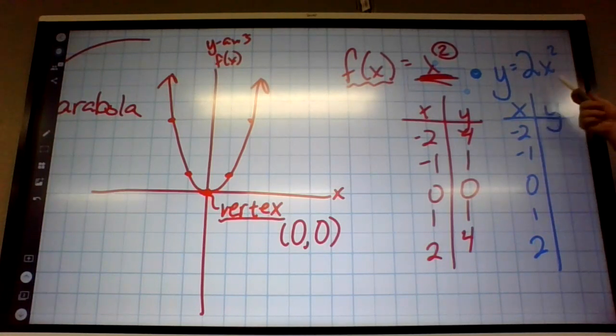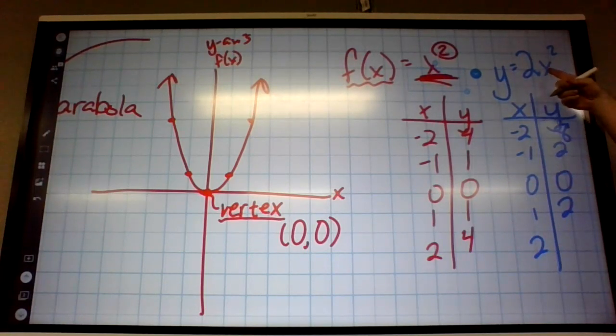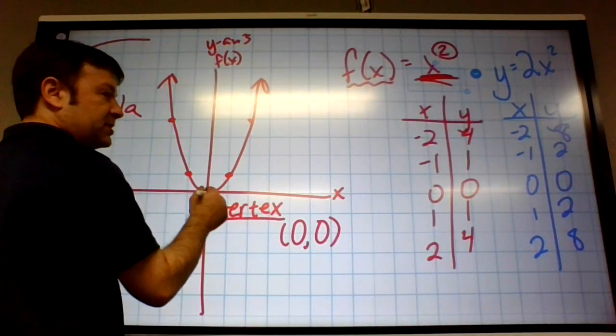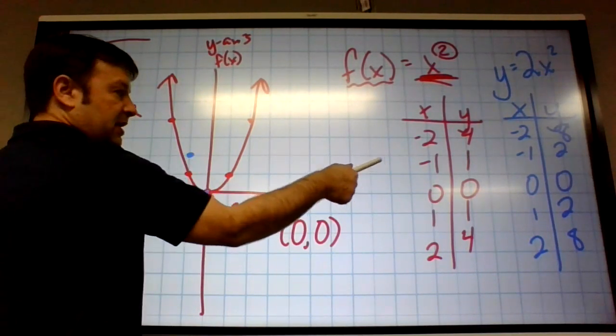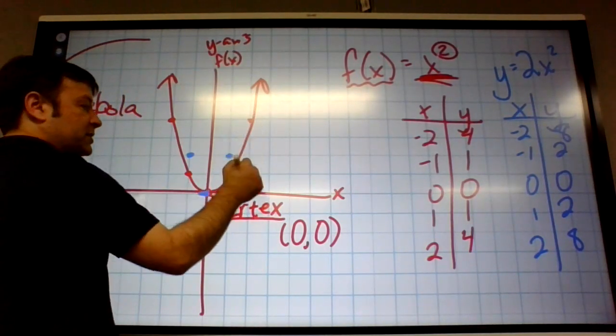If I plug in 0, 0 squared times 2 is 0. If I plug in -2 squared is 4 times 2 is 8. If I plug in -1, 1 times 2 is 2. Plug in 1, 1 times 2 is 2. If I plug in 2, 2 squared is 4 times 2 is 8. Okay, what's happening? So we got 0, 0 still. We still have -1, 1, and -1, 2, and 1, 2. And instead of 2, 4, it's 2, 8.